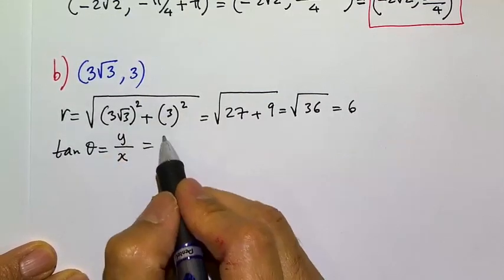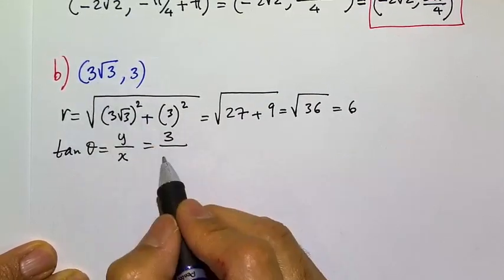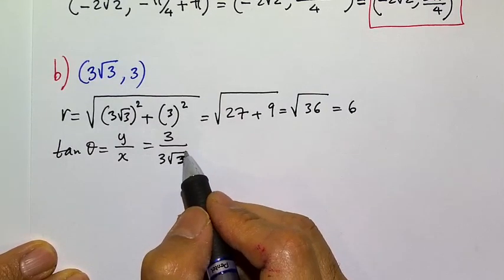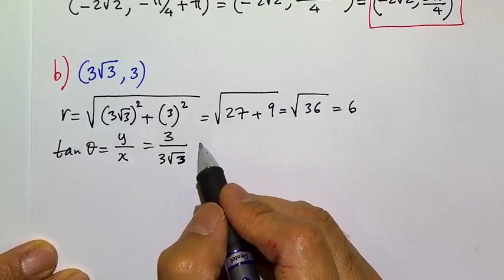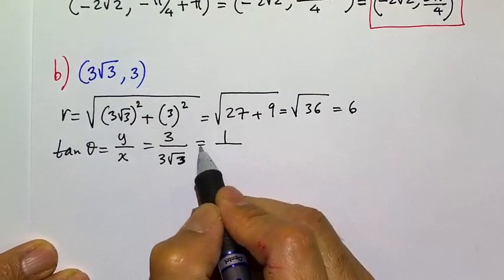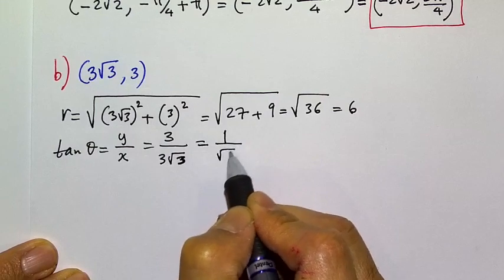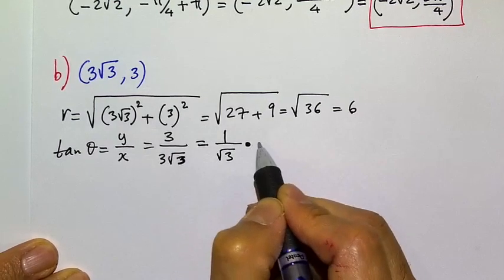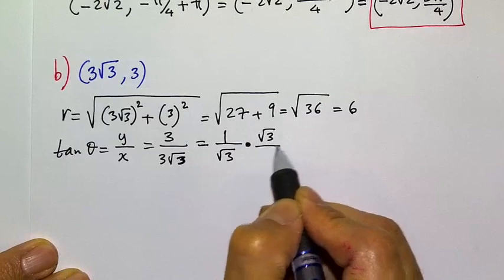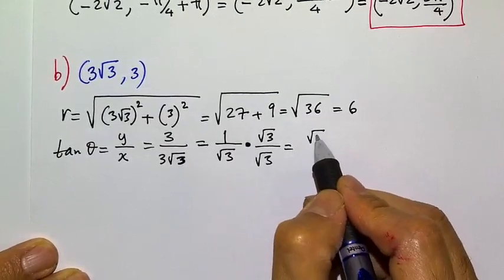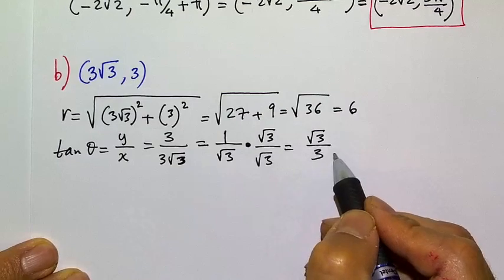And y in this case is positive 3. X is 3 square root of 3. So this will simplify to 1 over square root of 3. Of course, we want to rationalize this. So let's multiply it by square root of 3 over square root of 3. And we get square root of 3 over 3.